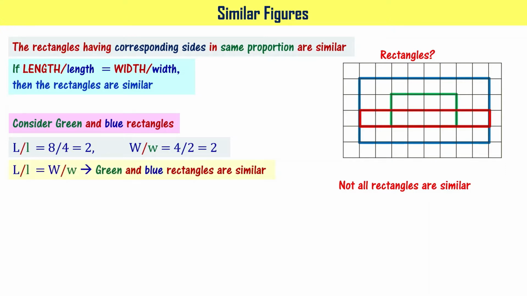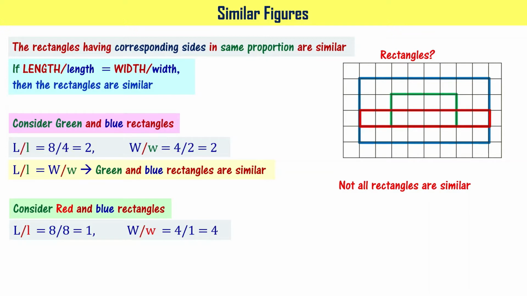Since L by l equal to W by w, it means since the ratio of lengths is equal to ratio of widths, we can say that green and blue colored rectangles are similar in this figure. Let us now consider the rectangles in red and blue colors. If I take ratios of their lengths and widths, the ratio of lengths is 1 and ratio of widths is 4. It means L by l is not equal to W by w, right?